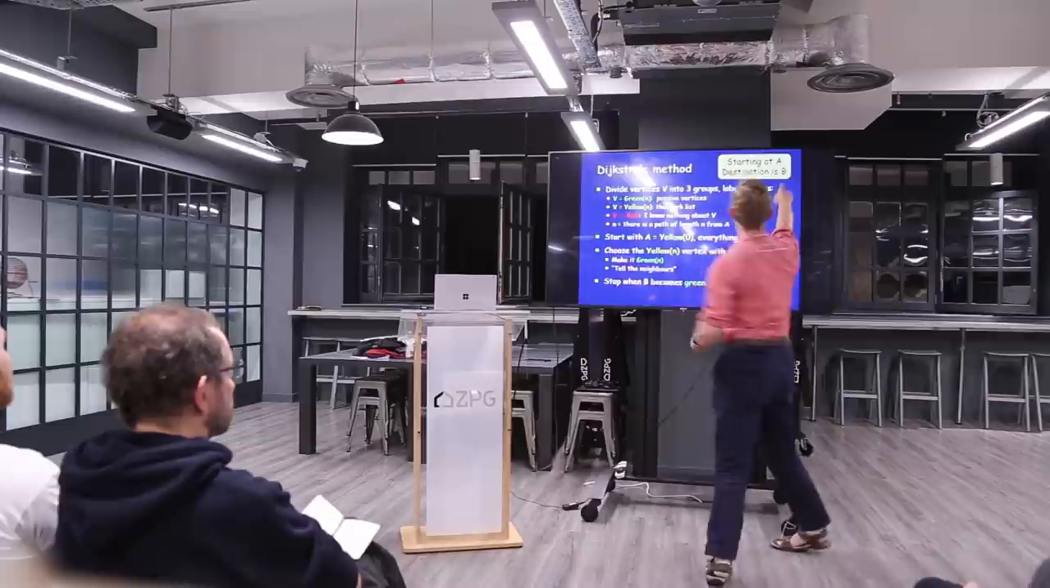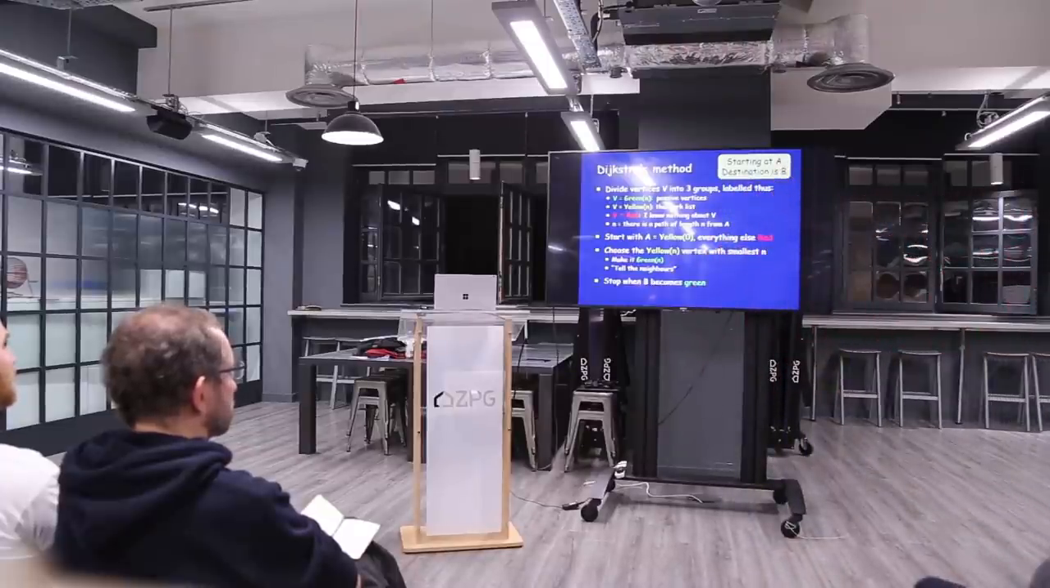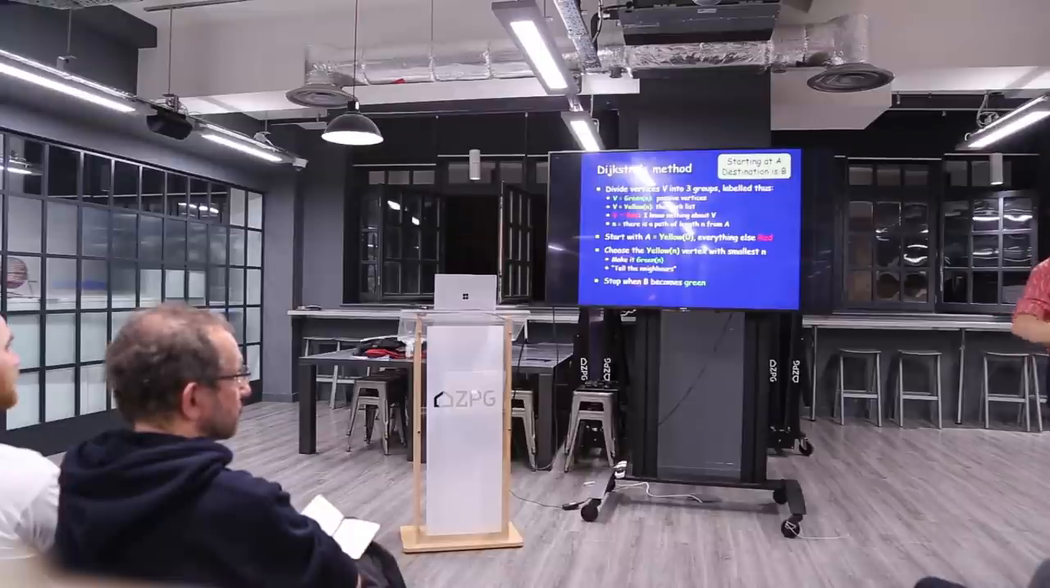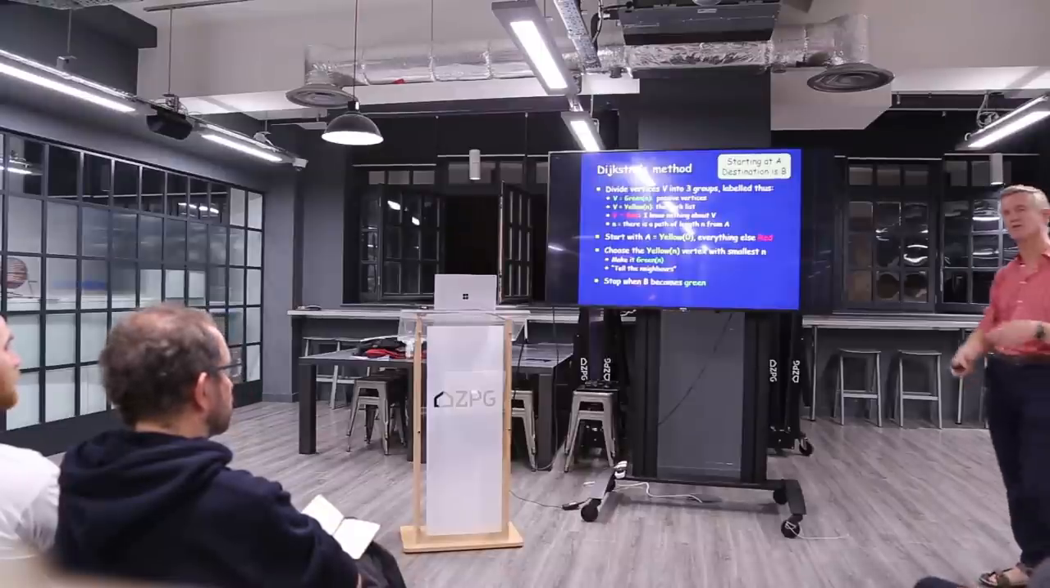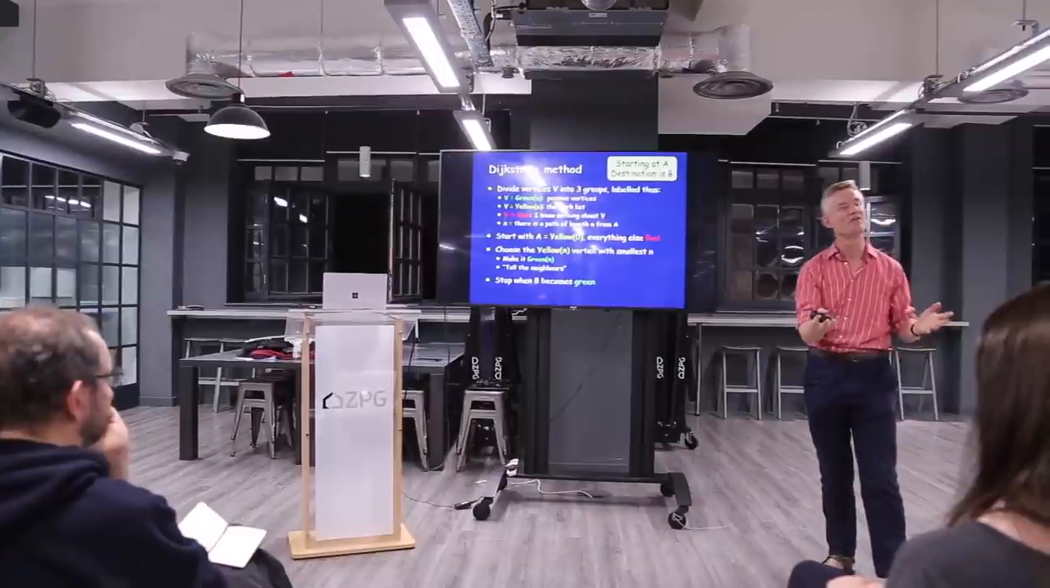So here's how it works. We're going to start at A, and we're going to go to B. We're going to divide the vertices into three groups, the green ones, the yellow ones, and the red ones. Now the red ones we've not examined at all, so we know nothing about them. The yellow ones are going to constitute our work list. They're the ones we're going to consider doing some work on. And the green ones are sort of passive for the moment.